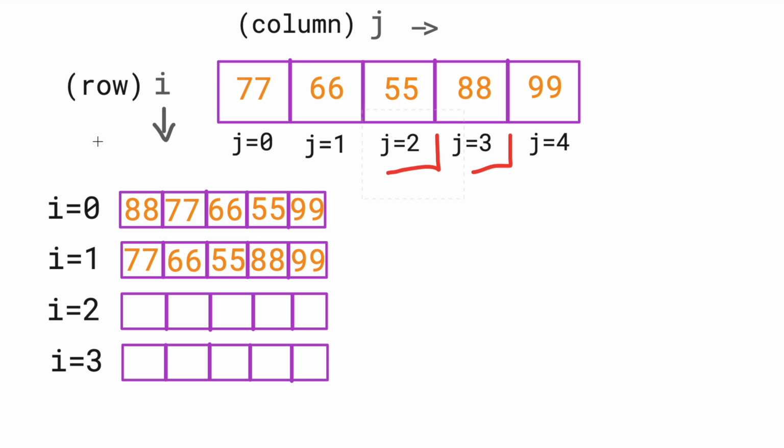Now moving to the third round, having the first element that is 77, and next to 77 is 66. Now compare these two. Of course 66 is smaller, so swapping happens here too. And the next one is 77, and next to 77 is 55. Now again swapping happens. So our third round is completed, and what we got from the third round we have to write in i is equal to 2.